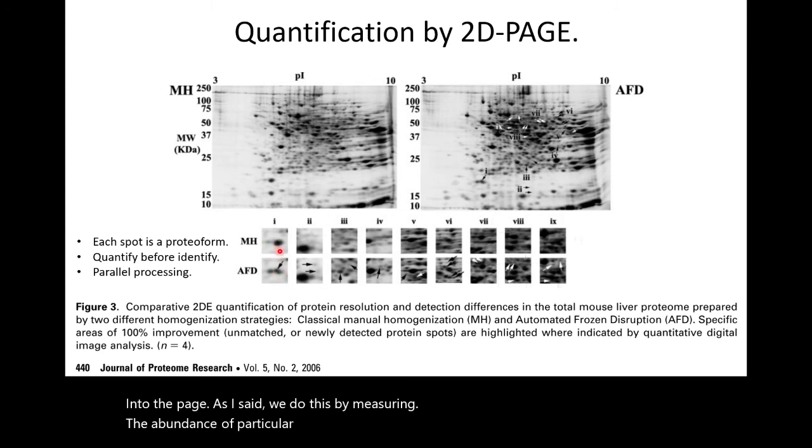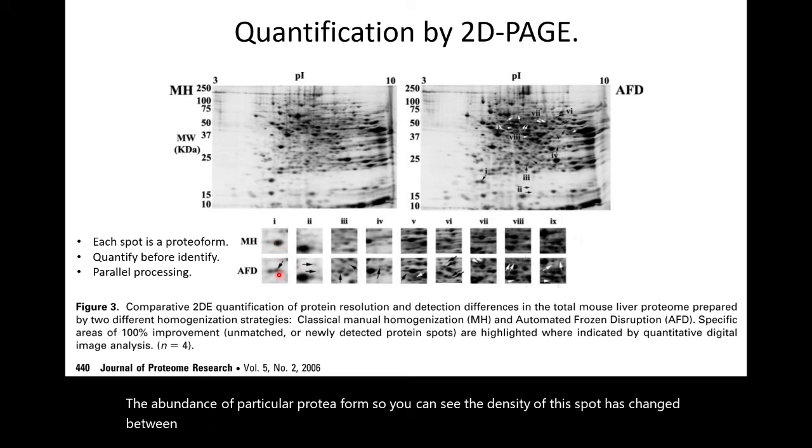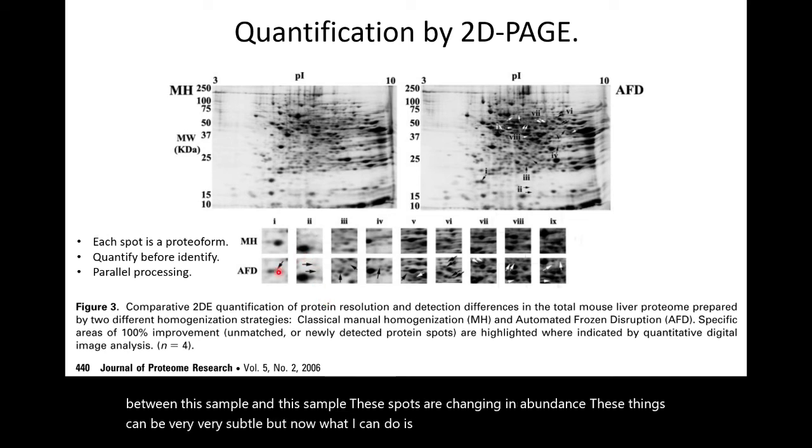So you can see the density of this spot has changed between this sample and this sample. These spots are changing in abundance. These things can be very, very subtle. But now what I can do is cut out the individual ones and identify what they are.